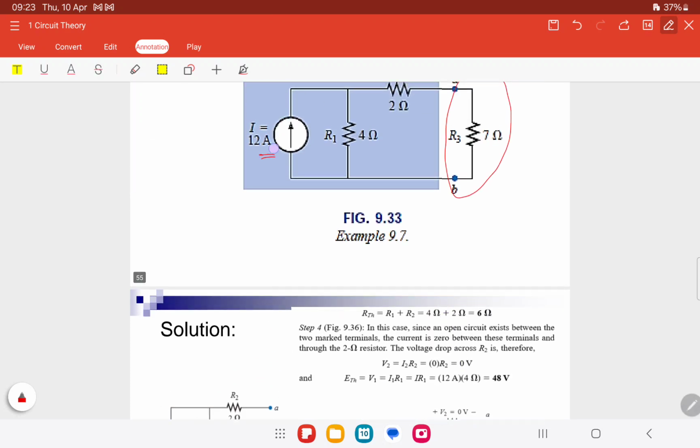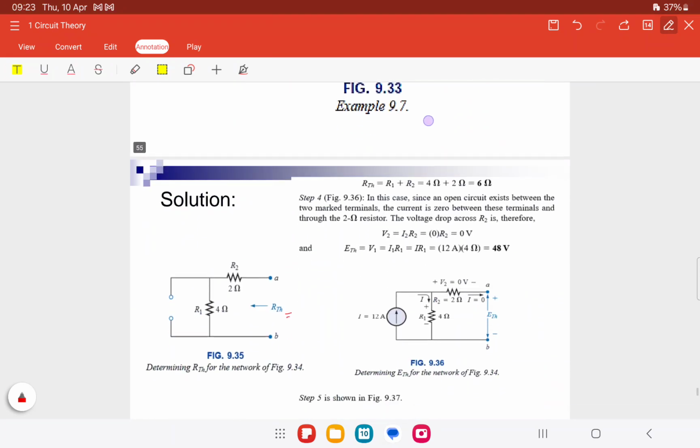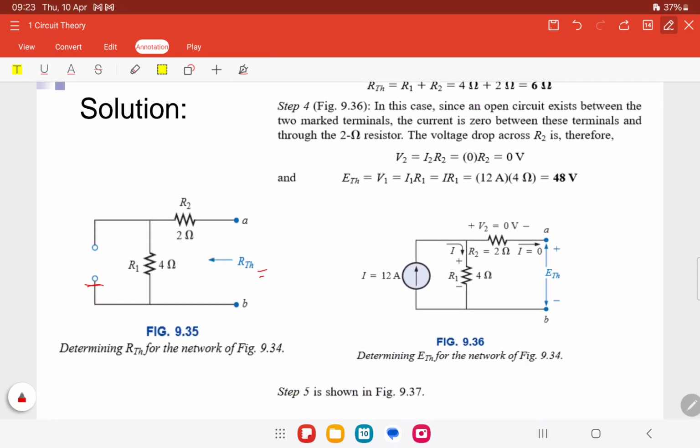Okay, to get the RTH, what will happen to the 12 ampere? What will happen to the 12 ampere? Open circuit. Open circuit 12 ampere. So macam ni lah jadinya, because it is current source.